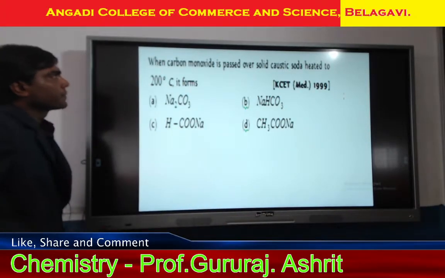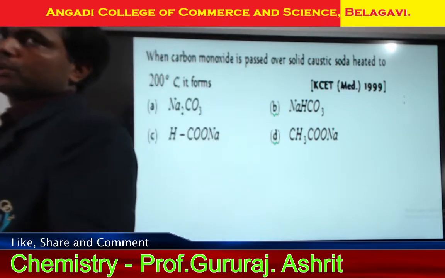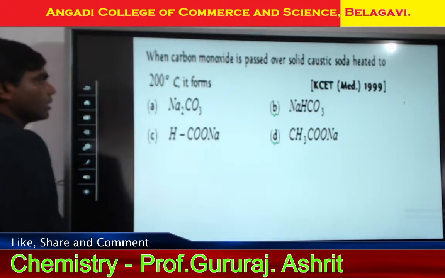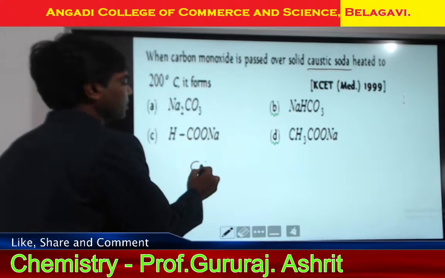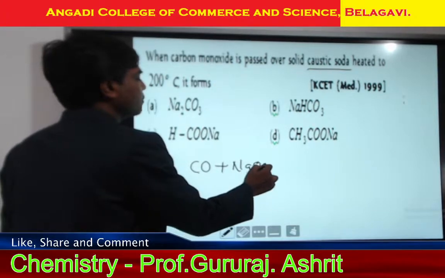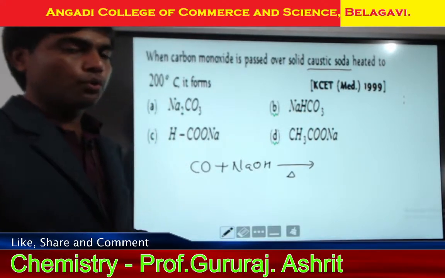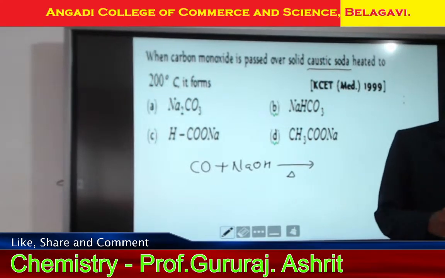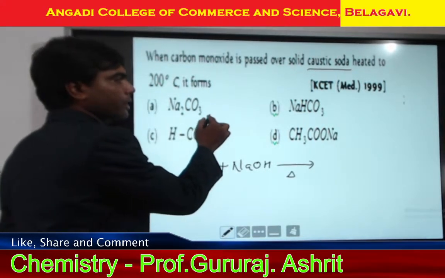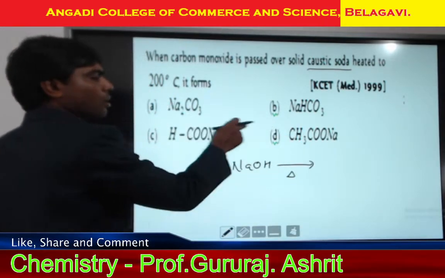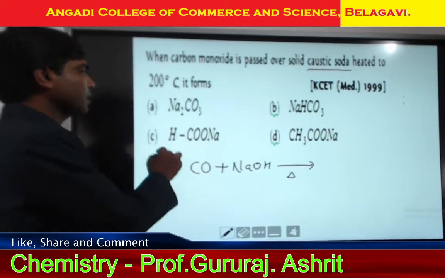Next question. When carbon monoxide is passed over solid caustic soda and heated. You should know the formula of caustic soda: NaOH, sodium hydroxide. Take carbon monoxide, react it with NaOH and heat it. Some students will feel that the answer should be Na2CO3 plus H2O. No. When you take carbon dioxide, it forms an inorganic compound, but when you take carbon monoxide, it tries to form an organic compound. Sodium carbonate and sodium bicarbonate are inorganic, so the answer is between the other two. CH3COONa has two carbons, but carbon is only one. Therefore, the correct answer is HCOONa.